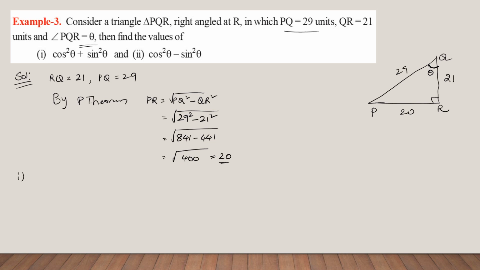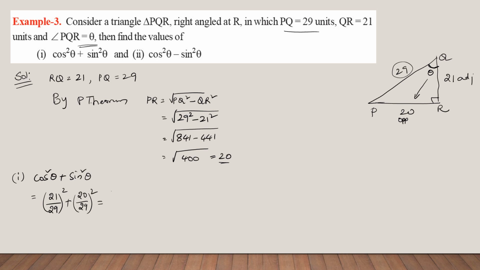Now what is the first question? Cos square theta plus sin square theta. With respect to theta, this is my opposite side, which is 20, this is my adjacent side, and this is the hypotenuse. Cos theta is adjacent side by hypotenuse, so 21 by 29 whole square, plus sin square theta, which means 20 by 29 whole square.